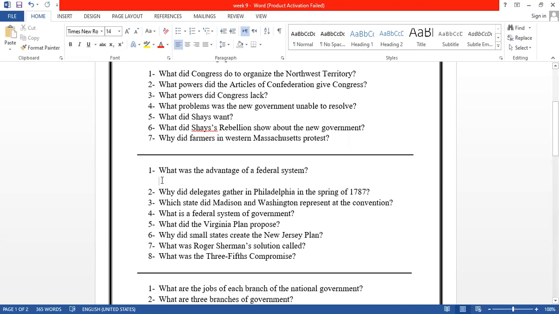No, between the states and the national government. I told you that we have three levels of government: local, state, national. They divide the power between the state governments and the national government, but they give most power to the national government, to the Congress, the president, and the court.